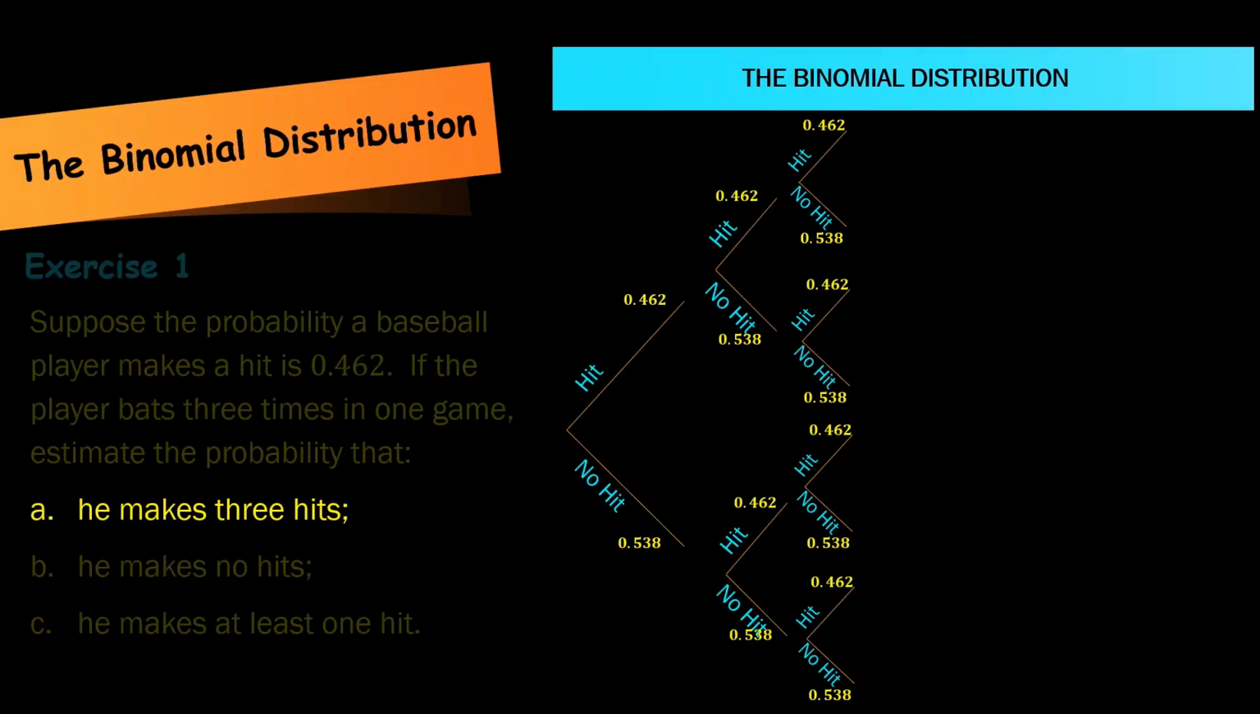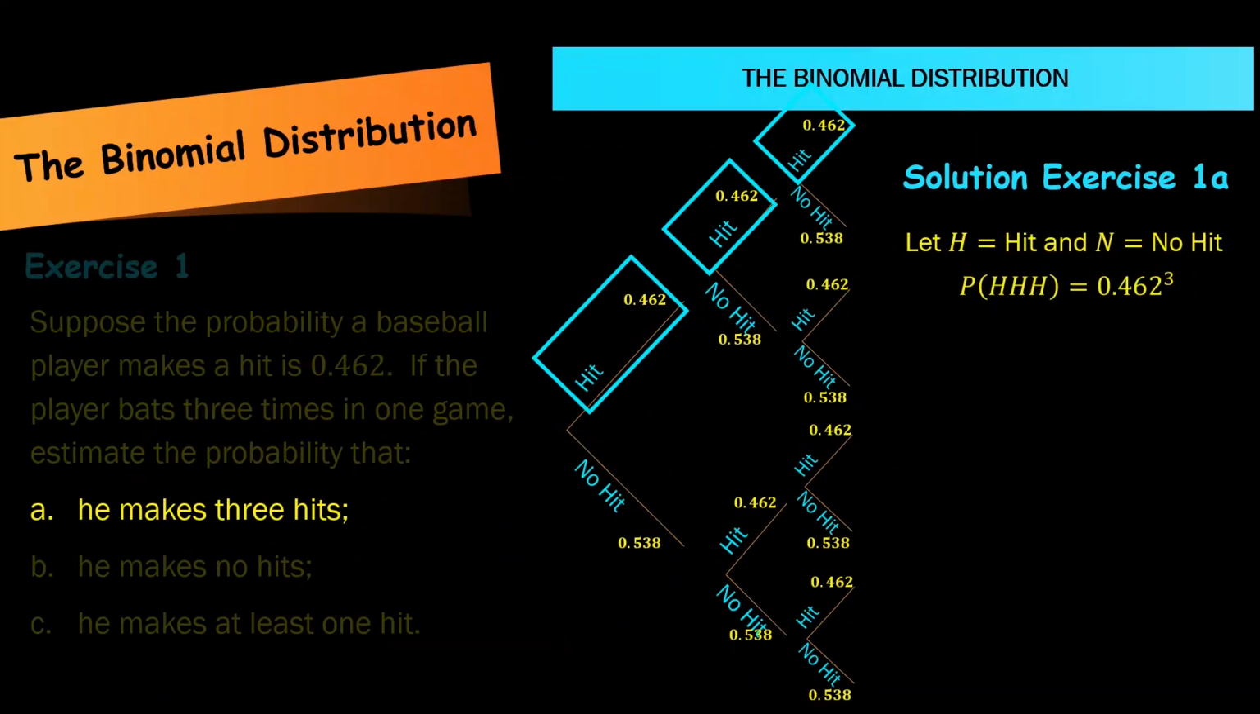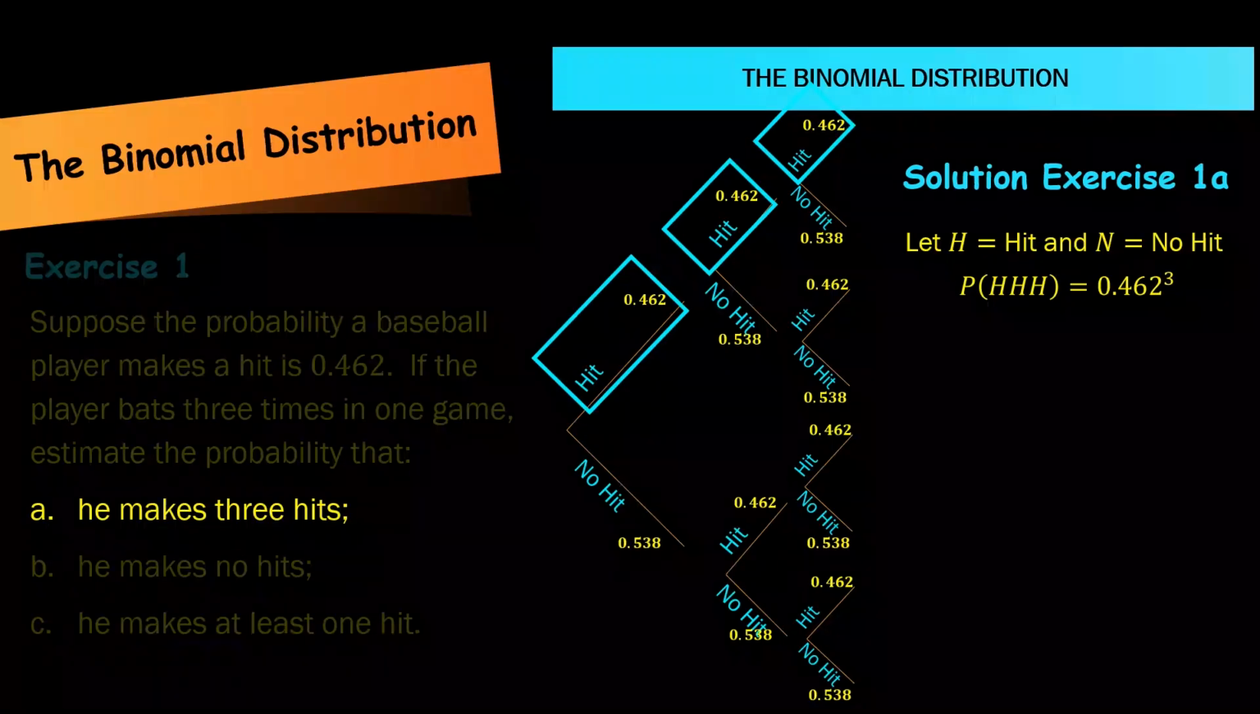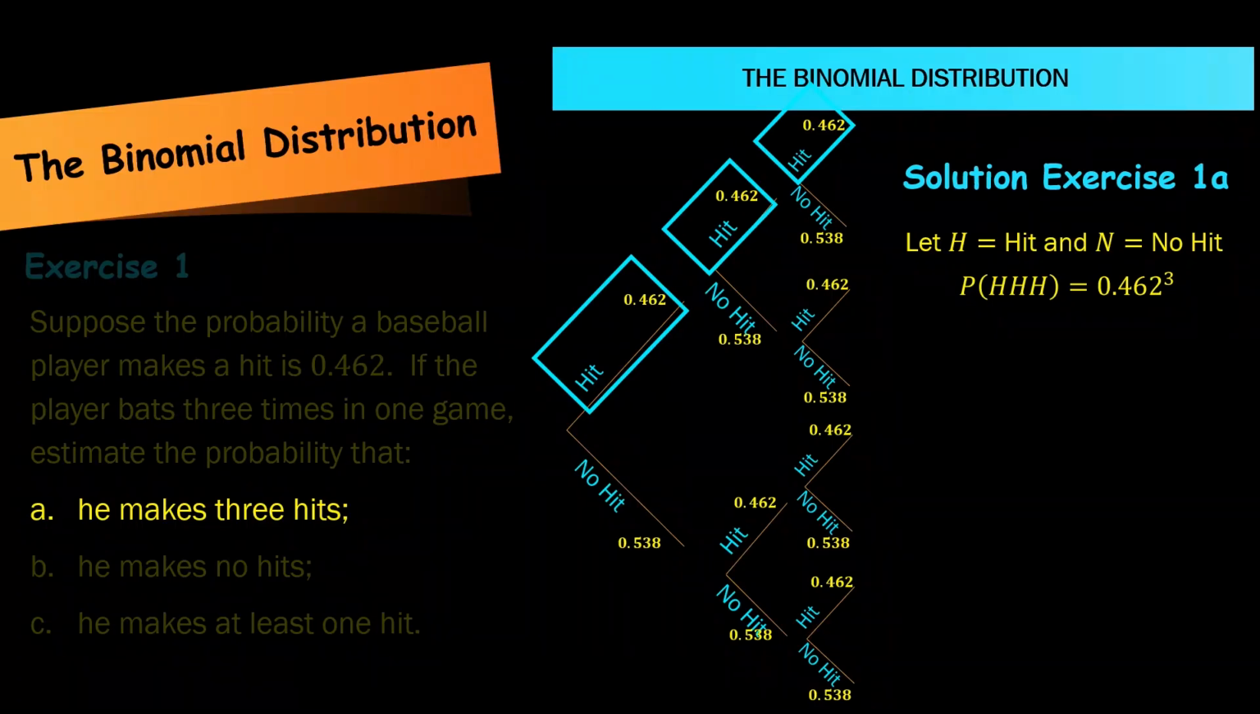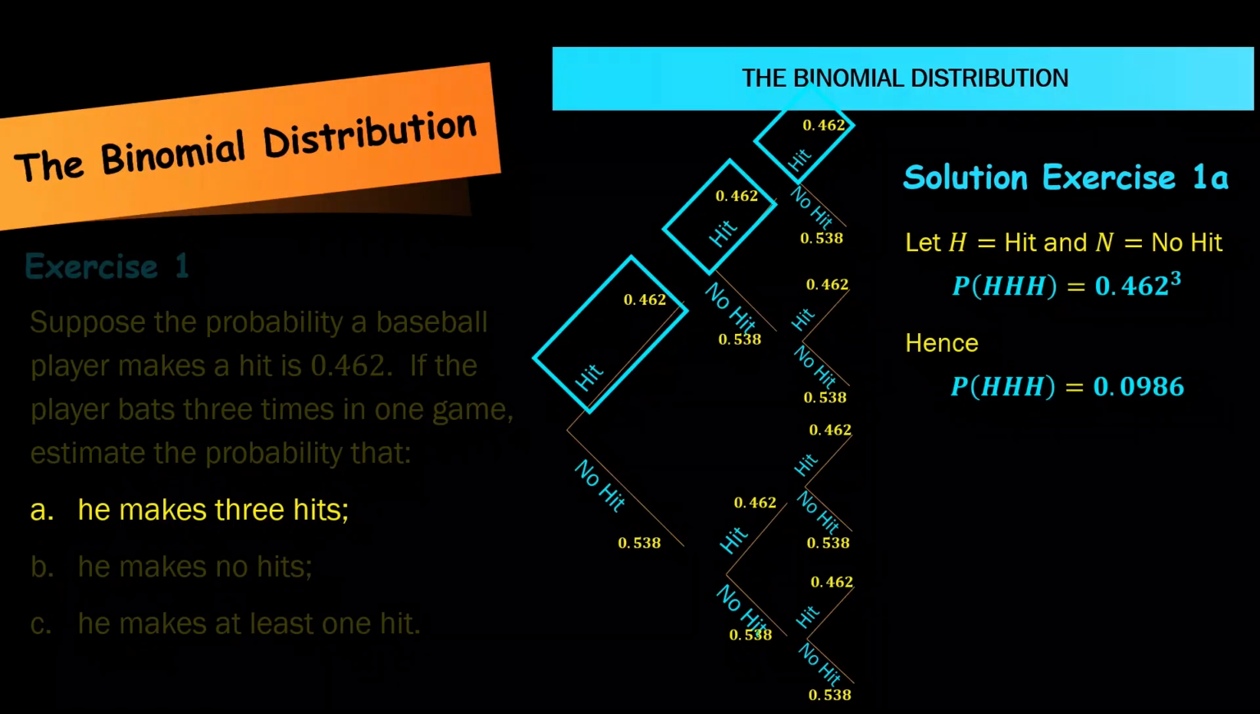So let's solve part A first. We're required to find the probability that the player makes 3 hits. This will be the case if he goes down this pathway as highlighted on your screen in the tree diagram. So, since the probability of a hit is 0.462, the probability of 3 hits is 0.462 cubed. And therefore, plugging this into our calculator gives us that the probability of 3 hits is 0.0986.